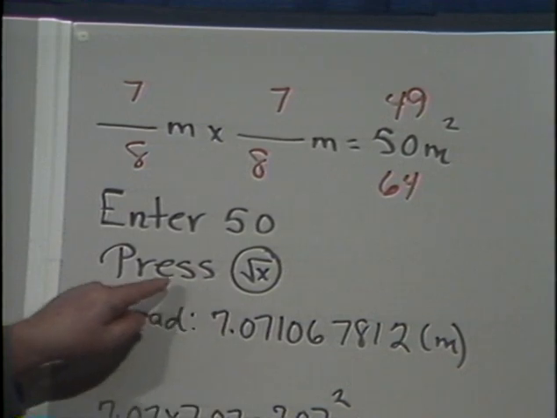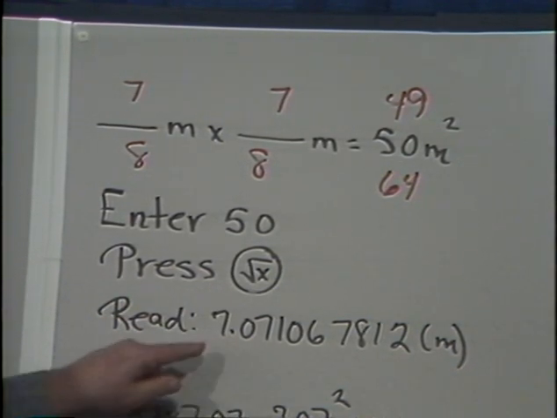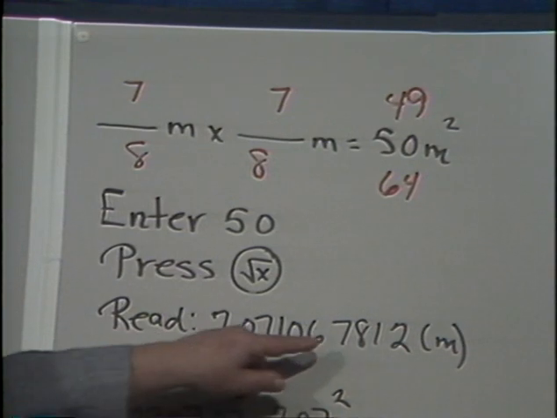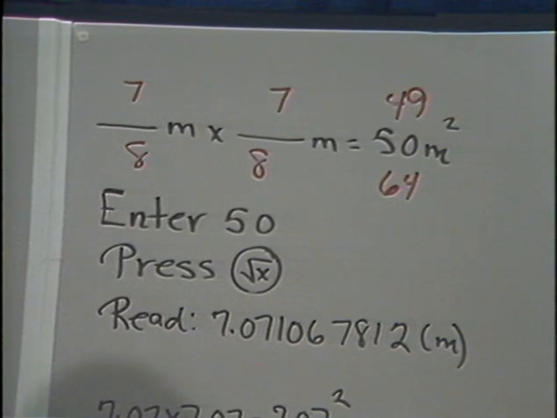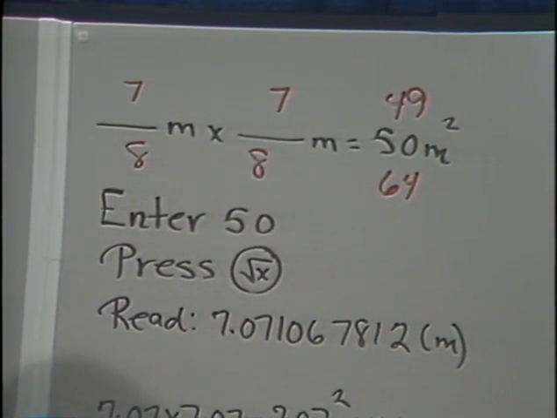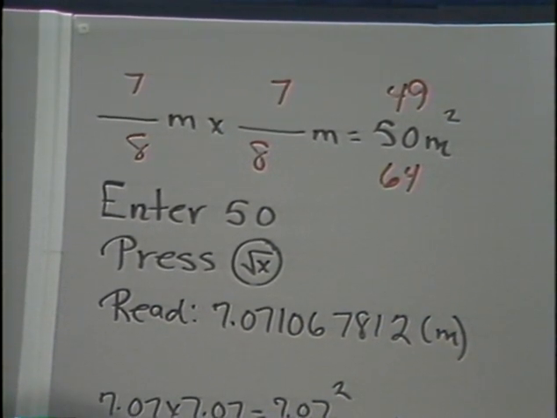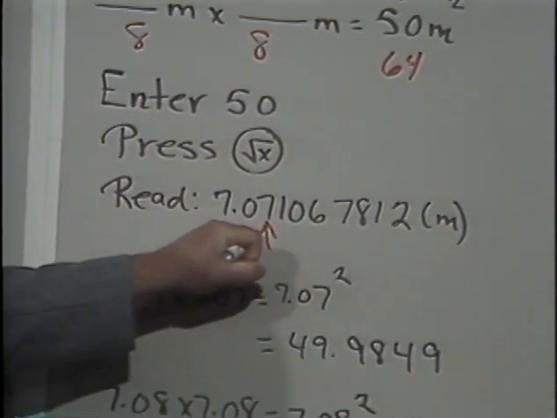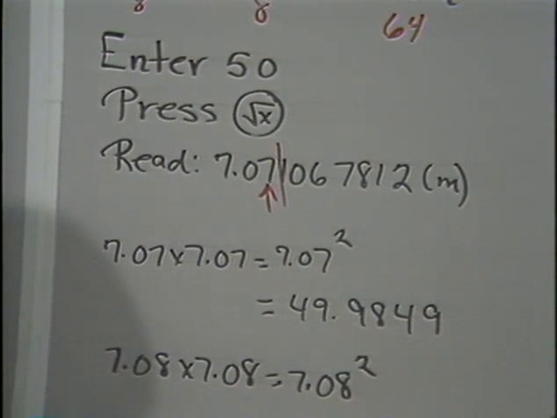I enter the 50, I press the square root sign, and immediately what lights up on my calculator is 7 point, and look how many decimal places it gets for me, 071067812. I have to supply the label myself. It's meters, and that's how long each side is. But the problem said to round it off to the nearest centimeter. That means to the nearest hundredth, so I go over to here. This is a 1, so I just drop the rest. And so to the nearest centimeter, the length of each side is 7.07.